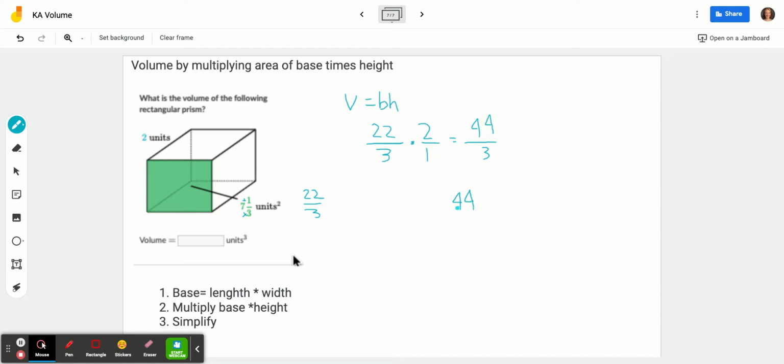44 divided by 3. 3 will go into 4 one time. 1 left, bring down the 4. 3 will go into 14 4 times. 4 times 3 is 12. And there's 2 left. We'll just leave our answer as a fraction. So we have 14 and 2 over 3 units cubed.